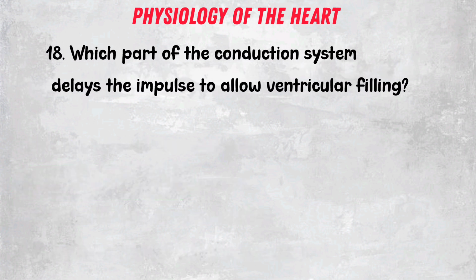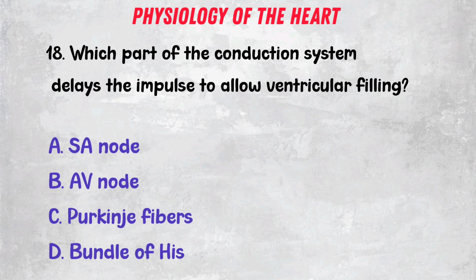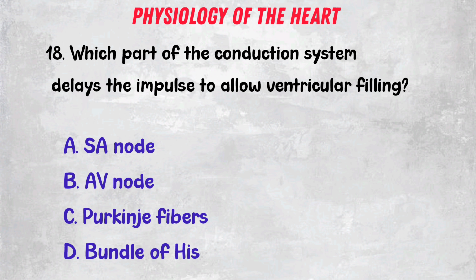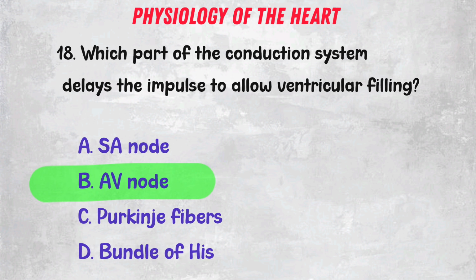Question number 18. Which part of the conduction system delays the impulse to allow ventricular filling? We have A, the SA node, B, the AV node, C, the Purkinje fibers, and D, the bundle of His. The answer is actually the AV node. The AV node actually delays the impulse briefly so the atria can contract and fill the ventricles before they contract.